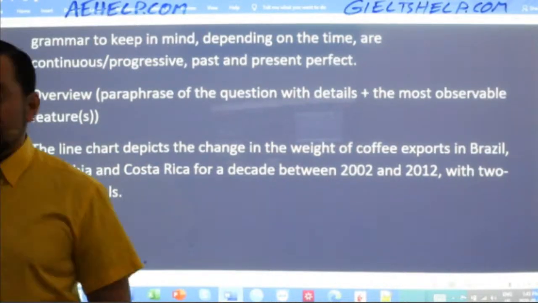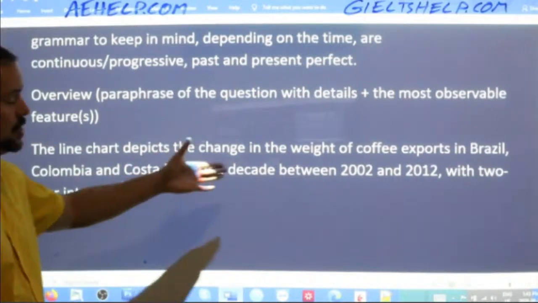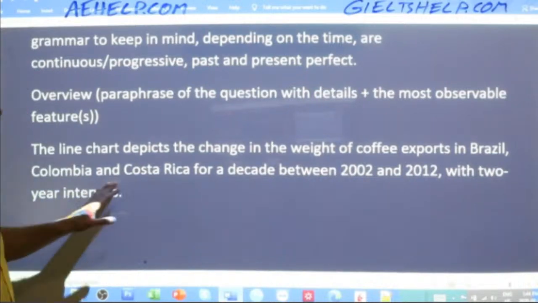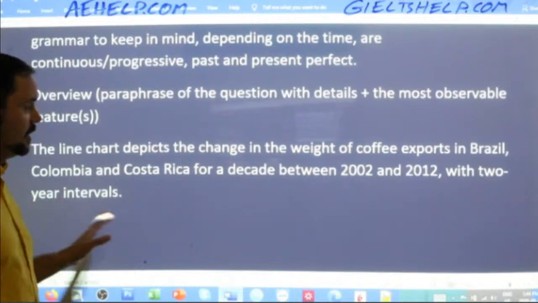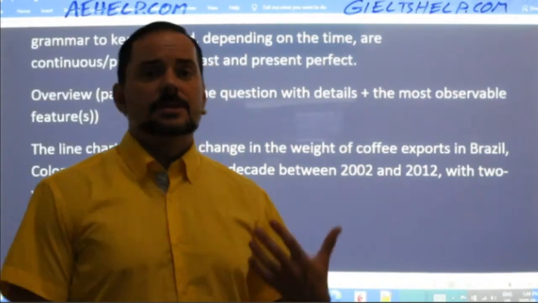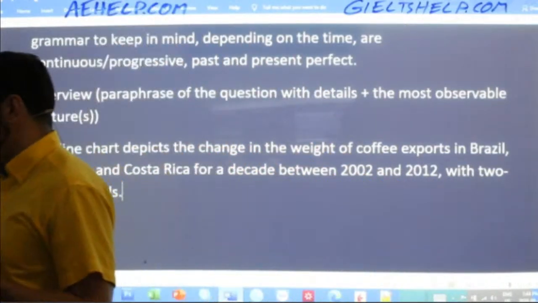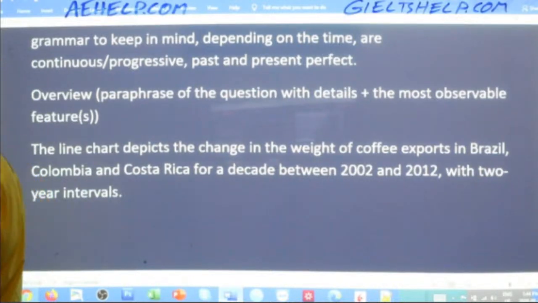Now, here I have my paraphrase of the question with some more details, of course. So the line chart depicts the change in the weight of coffee exports in Brazil, Colombia, and Costa Rica for a decade between 2002 and 2012 with 2-year intervals. Now, when you write a sentence like this, members, students, and you're practicing at home, go back and see if you can make it a little bit better, more accurate grammar, more accurate punctuation, information. So that's what you're doing when you're reviewing, okay?